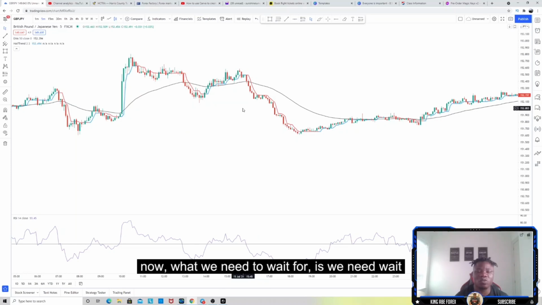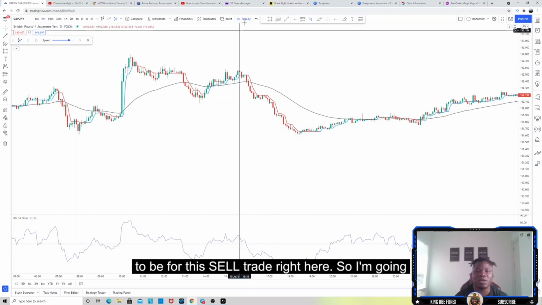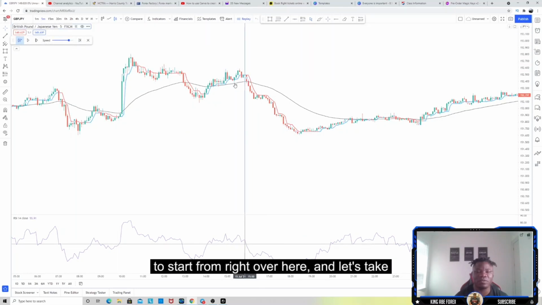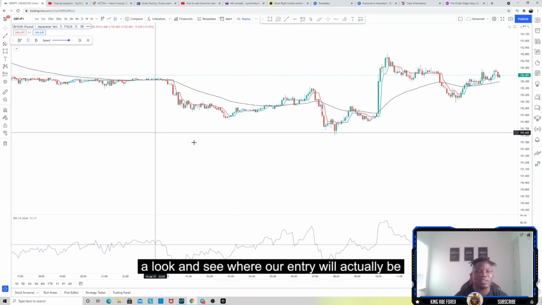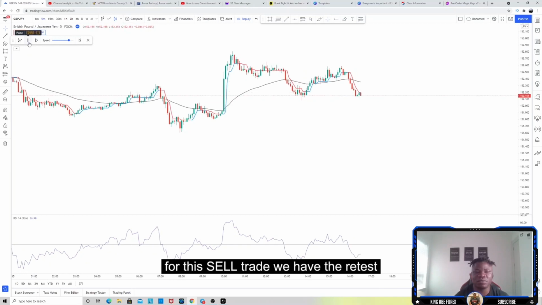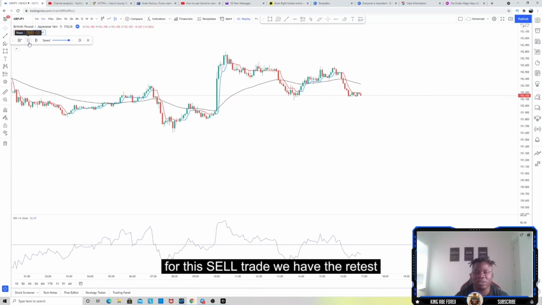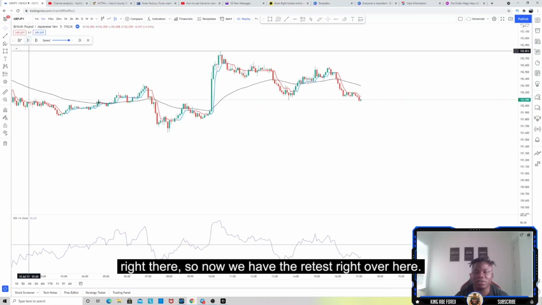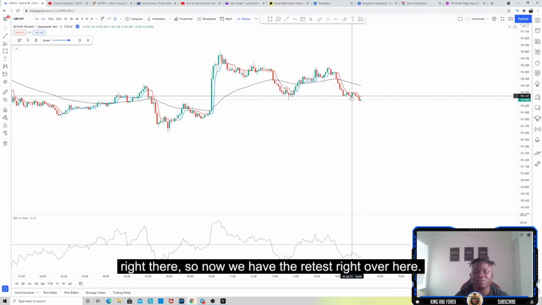What we need to wait for is a retest back to the half trend indicator. Now I'm going to show you where our entry is going to be for this sell trade right here. So I'm going to start from right over here, and let's take a look and see where our entry will actually be for this sell trade. You can see we have the retest right there.